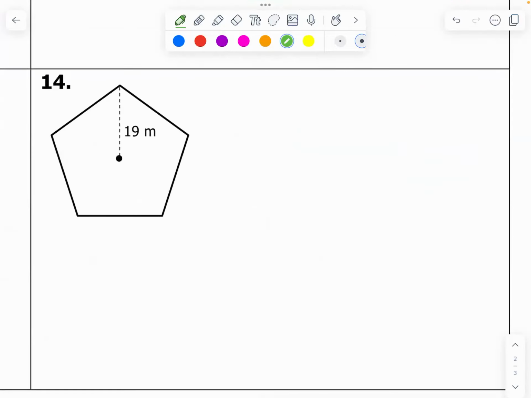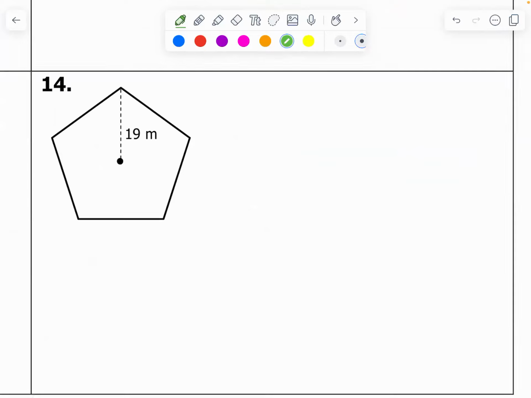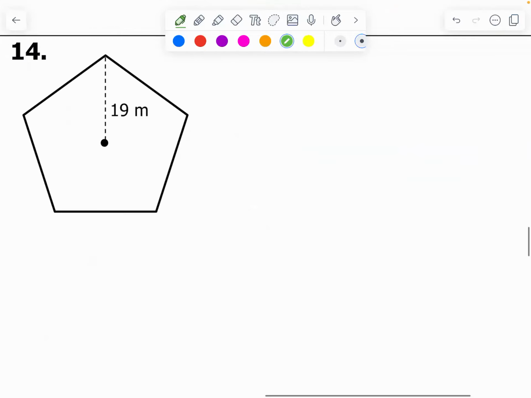What are they giving us in number 14? They gave us the radius, which means we need to calculate two things. Okay, so I'm gonna draw in the apothem, and we're gonna need to find X. I don't know why I drew it so it's upside down for you, but you know what it is, right?